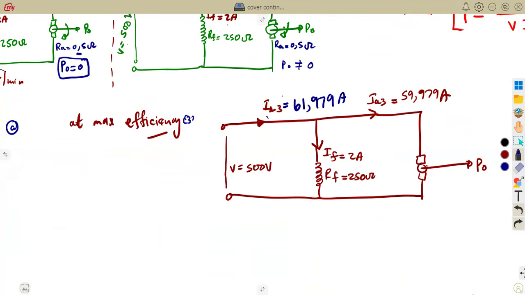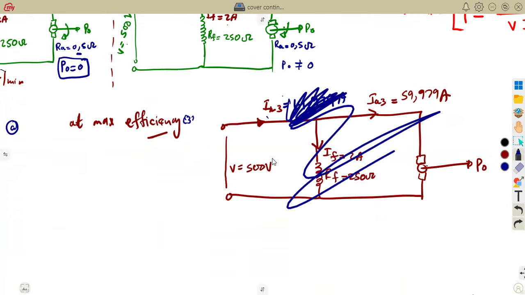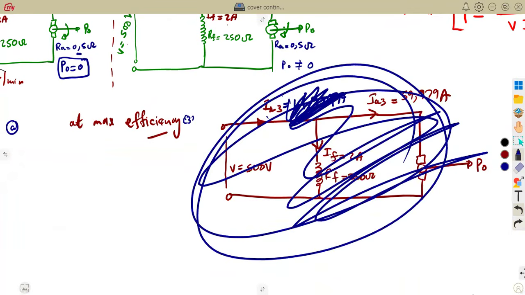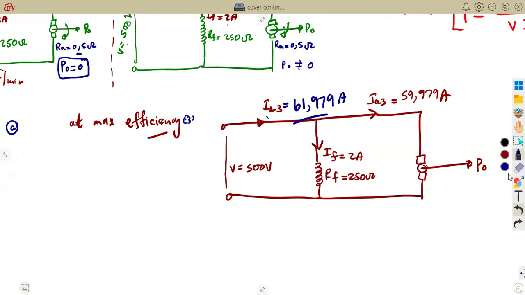So what will be the last one? Armature copper loss is going to be affected. Meaning to say here, this diagram was not even necessary, because this current is not even used. We need the armature current to obtain what? The armature copper loss.